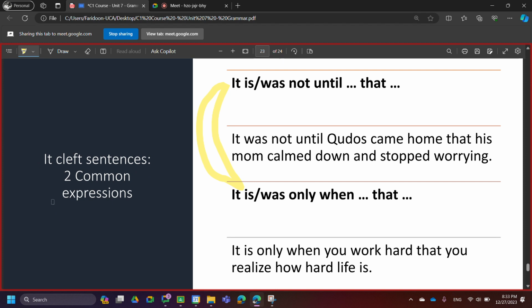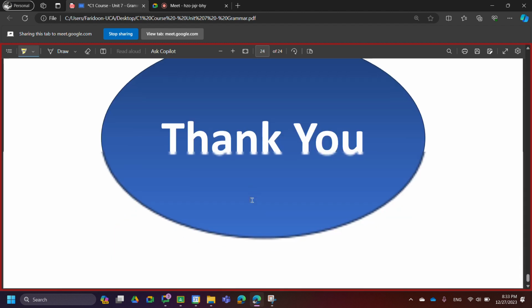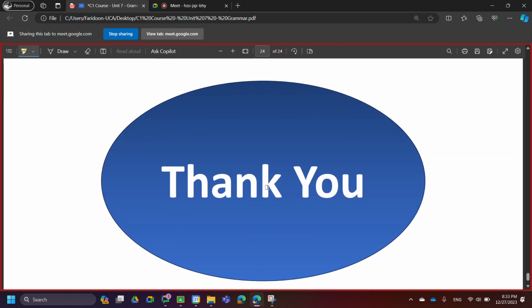So there are two common expressions. Making just one or two examples will 100% help you learn them. Okay. And we are done. If you do have any questions, just raise your hand and ask.